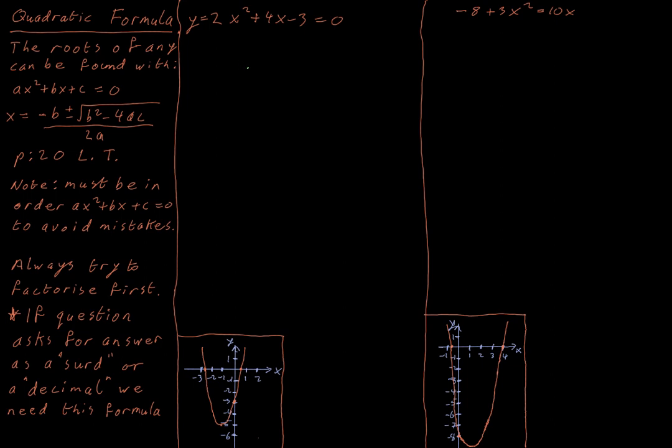So we start out with a quadratic like this, and we try to break it up into two brackets multiplied together, and then we set each bracket equal to 0 independently. That's what we should always try first. But sometimes we won't be able to find factors that work. And in that case, we need this minus b formula, the quadratic formula.